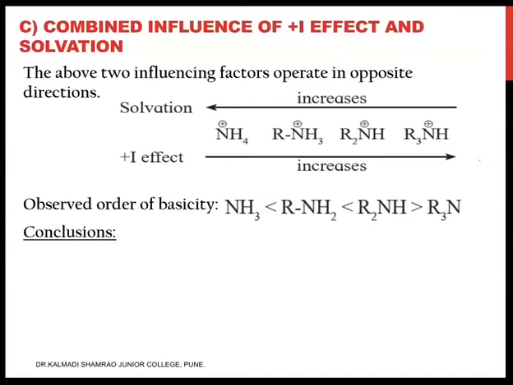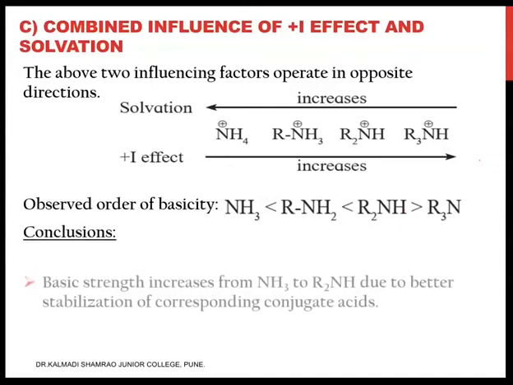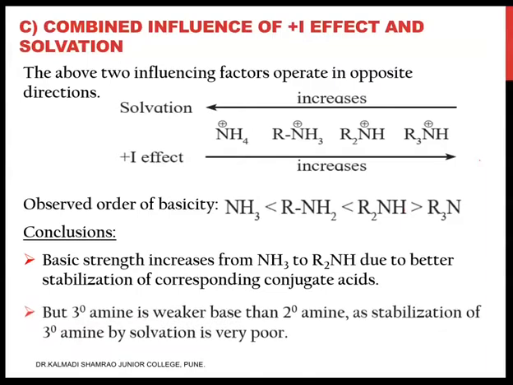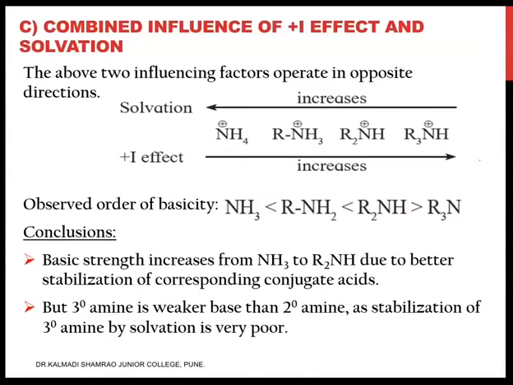Now the conclusions from all this discussion are that basic strength increases from ammonia to R2NH, that is the secondary amine, due to better stabilization of the corresponding conjugate acids. But a tertiary amine is a weaker base than a secondary amine, as stabilization of the tertiary amine by solvation is very poor.